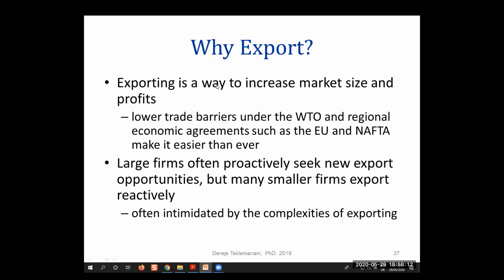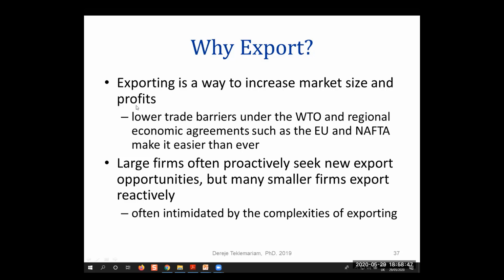to increase market size and profits. I mean, why do countries go for export? Definitely, it's a question of business. It is a question of interest, you know. They have some sort of interest or business in that. That's mainly related to improving market size or generally enhancing sales volume.